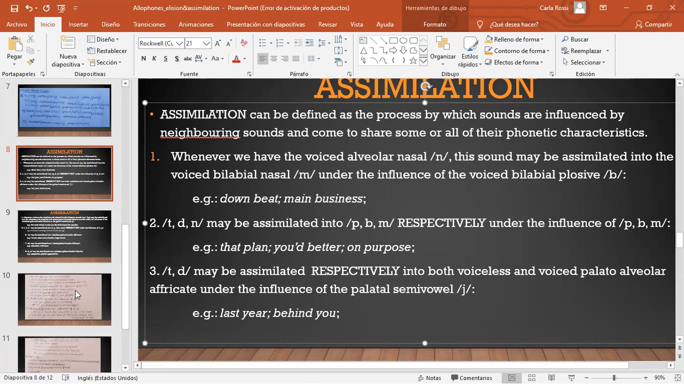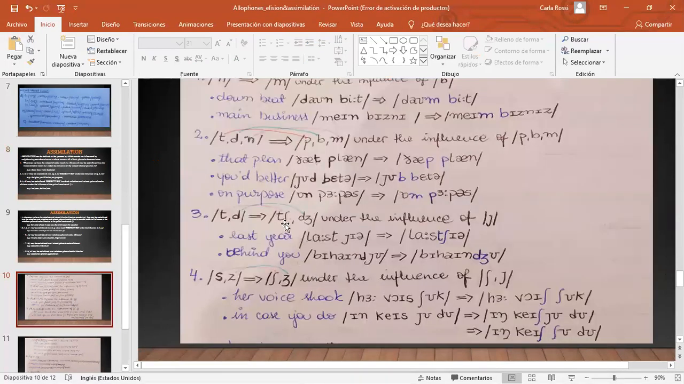So we have voiceless alveolar plosive assimilated into the palatal alveolar affricate, and voiced alveolar assimilated into the voiced sound of the same kind, under the influence of the palatal semivowel. So, for example, instead of saying "last year" as separate words, you say "lasht year". I told you about it last year. I went there last year. Can you pronounce that set of words?